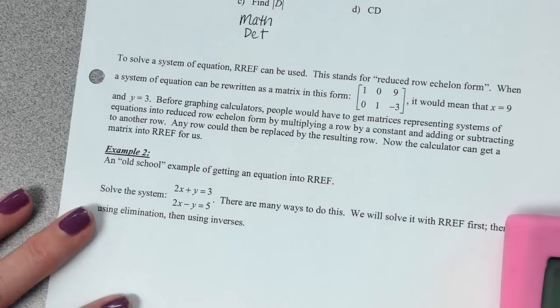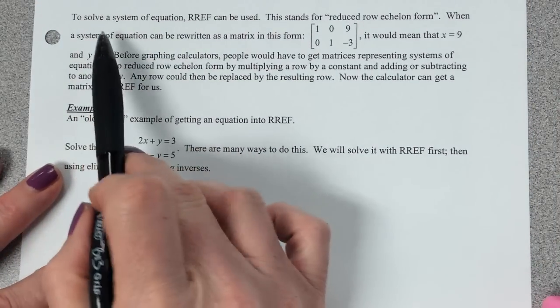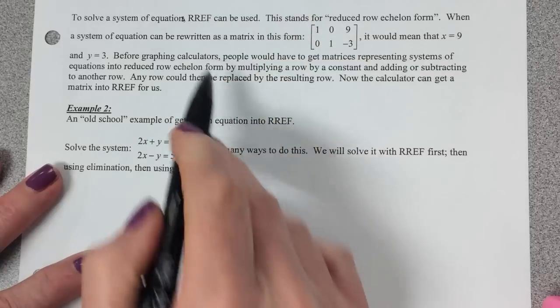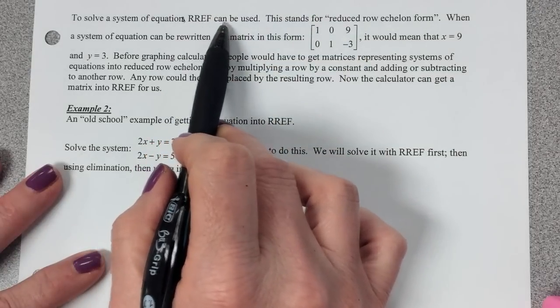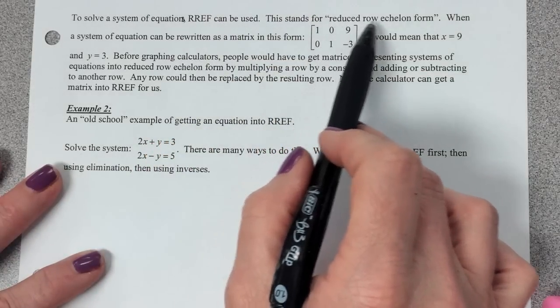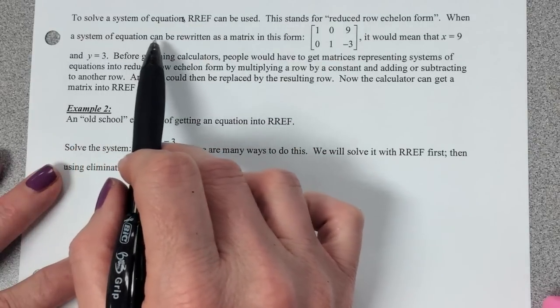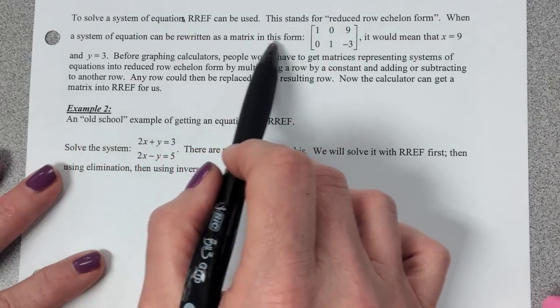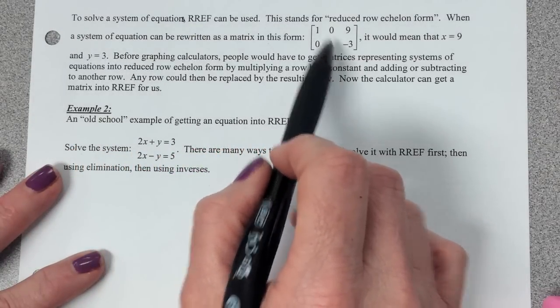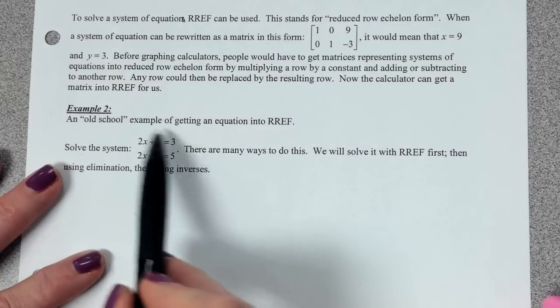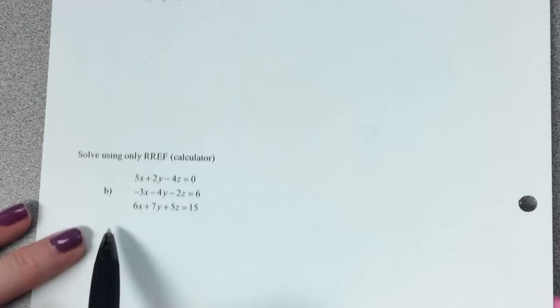All right, but let's go down to the good stuff now. So to solve a system of equations, we can use this RREF. This stands for reduced row echelon form. When a system of equations can be rewritten as a matrix in this form, so if we can get a system solved, like this would be an example of a system. All of these things here we see are systems.